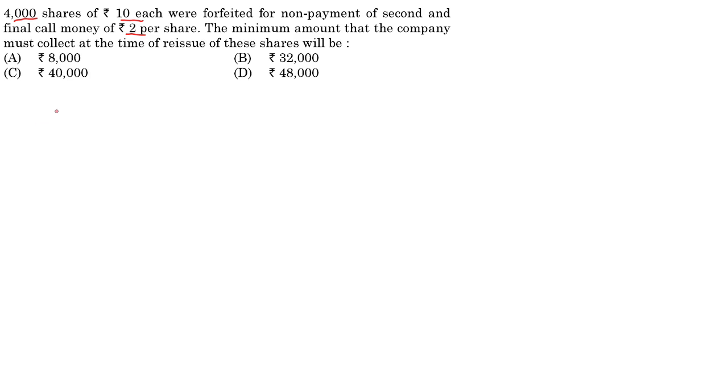All right, so when we are canceling shares, we debit the share capital account. Then if there is premium and premium is not paid, then we would also debit the share premium account, but we have no mention of share premium at all over here. All right. So share capital account, we are going to debit.